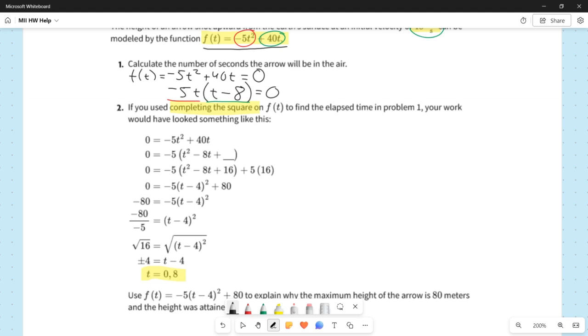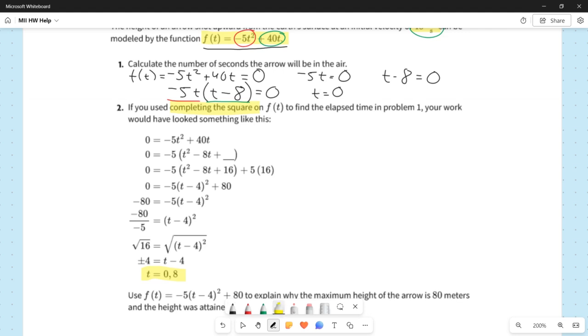So what this equation tells us is that either negative 5t has to equal 0, or t minus 8 equals 0. This will always be true when you have a product, a multiplication of two things, and your result is 0. You can set each factor equal to 0 and then solve. So for the first one, if we divide everything by negative 5, we get t equals 0 divided by negative 5, which is still 0.